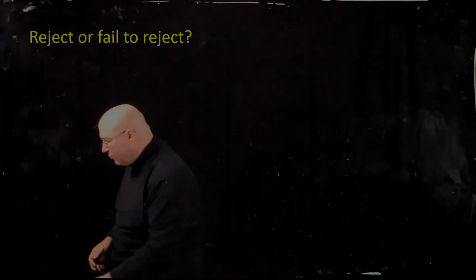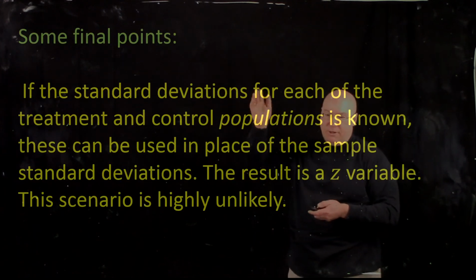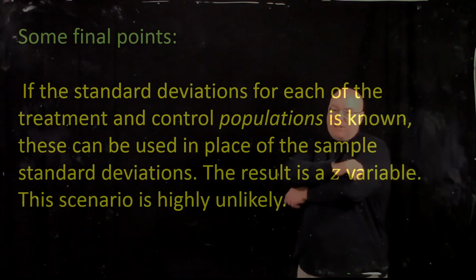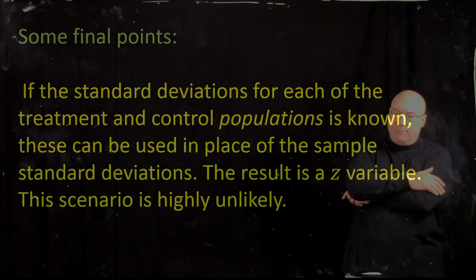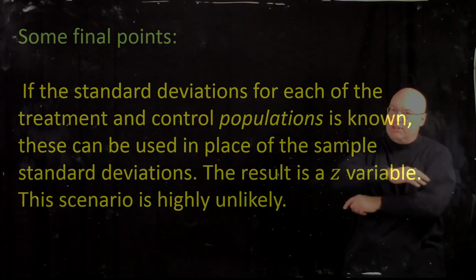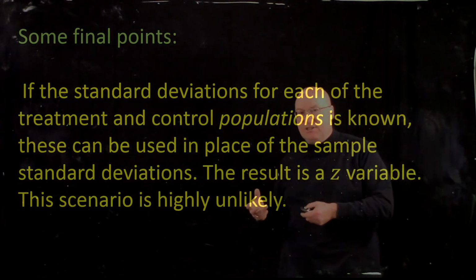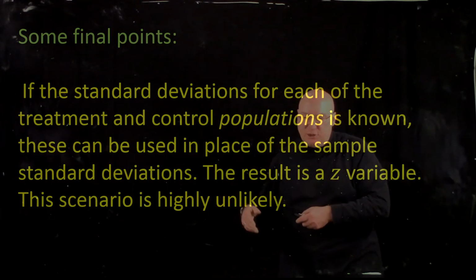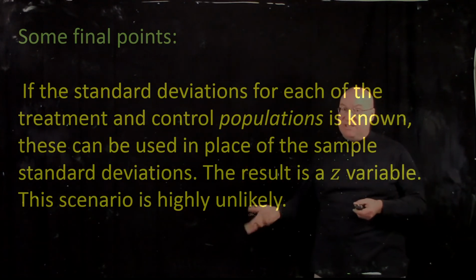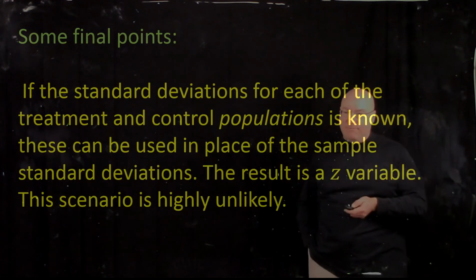Okay, I guess I got just a few more points to make here. So final conclusion, which I just wrote. So some final points, and I think you have a place to write these. If the standard deviation for each of the treatment and control populations is known, in other words, if I just happen to know what the standard deviation is for the control population and for the treated population, these can be used in place of the sample standard deviations, and then you get a z random variable. Everything else carries through. It's just z, which is a little easier than t, right? But that scenario is highly unlikely. I'm not going to do an example.